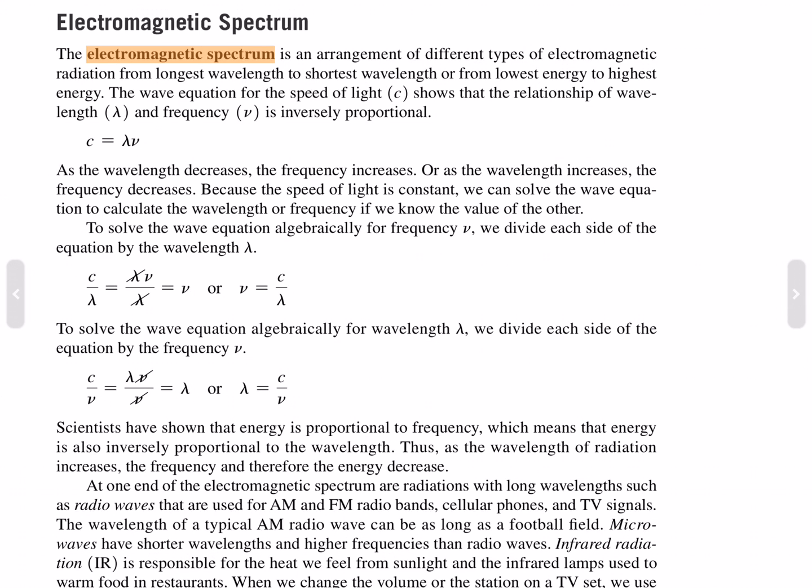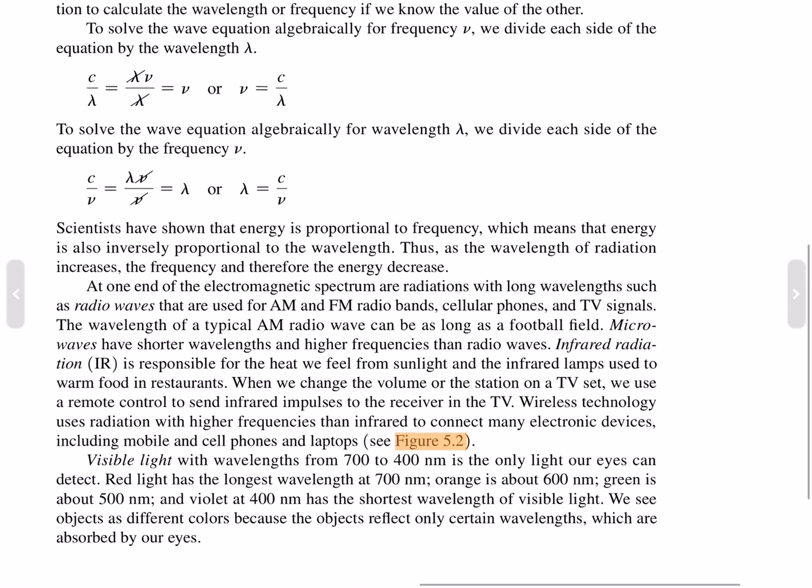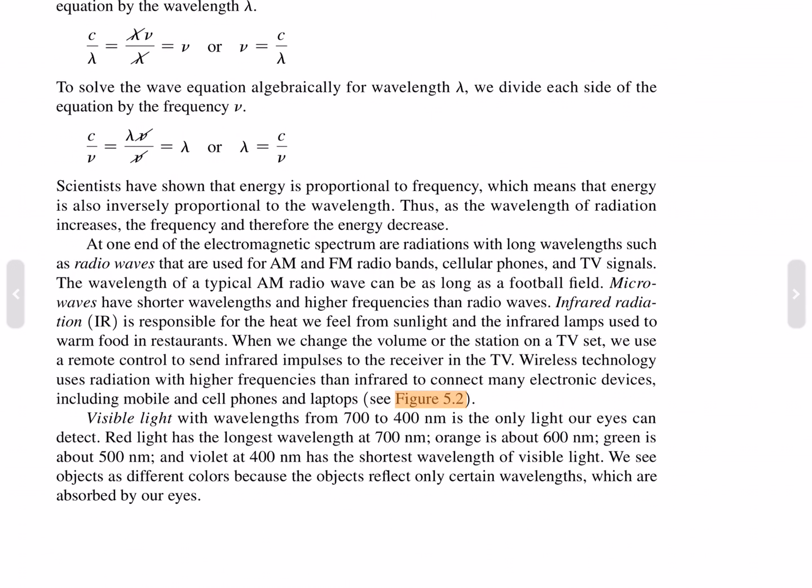Scientists have shown that energy is proportional to frequency, which means that energy is also inversely proportional to the wavelength. Thus, as the wavelength of radiation increases, the frequency and therefore the energy decrease. At one end of the electromagnetic spectrum are radiations with long wavelengths, such as radio waves, used for AM and FM radio bands, cell phones, and TV signals. The wavelength for a typical AM radio wave can be as long as a football field. Microwaves have shorter wavelengths and higher frequencies than radio waves.